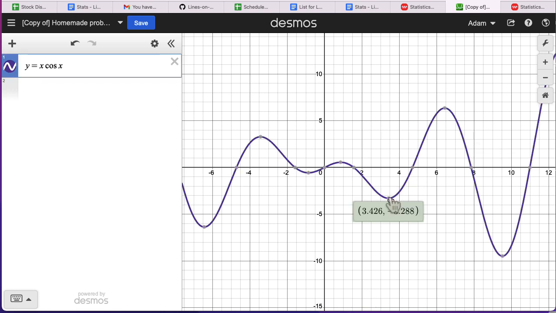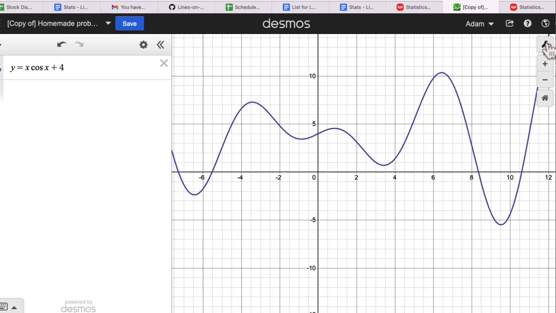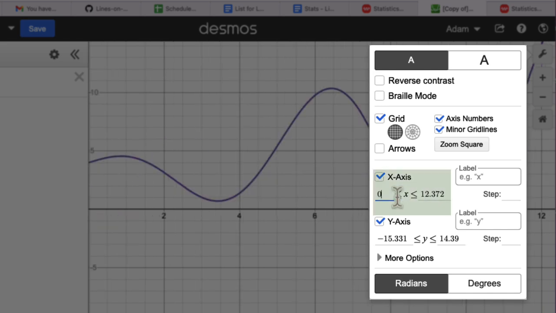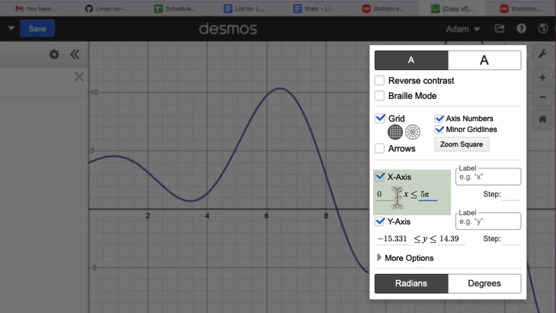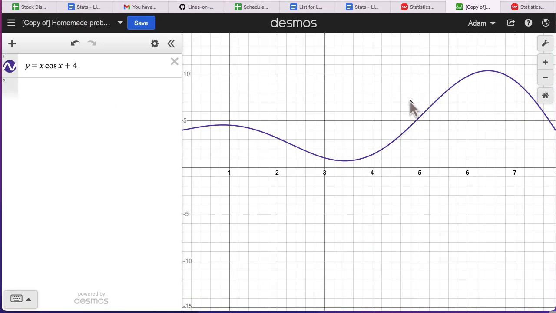So let's fix the first problem in the way that we've done it before. When x equals 3.426, y hits its min value of negative 3.288. So as long as we add something at least 3.288, then we're going to be fine. So I'm just going to add 4. That still does the trick, right? So now we're only thinking about these values here, and just to blind out everything else, I'm going to say the x-axis can take on values from 0 to 5 pi over 2. That's it. So this is the range that we're looking at.